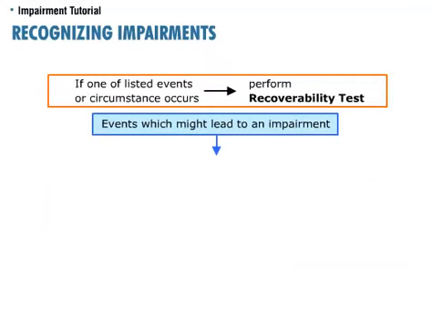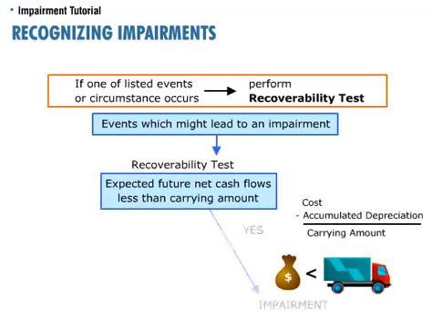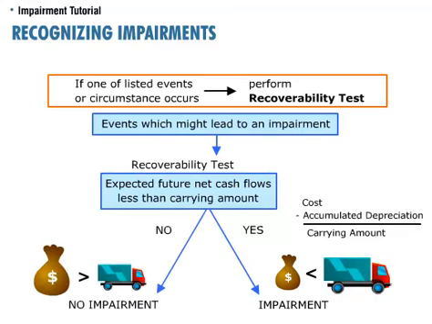If events and circumstances indicate that the carrying amount of the asset may not be recovered, a recoverability test is used to determine whether an impairment has occurred. To apply the first step of the recoverability test, you estimate the future net cash flows expected from the use of that asset and its eventual disposition. If the sum of the expected future undiscounted net cash flows is less than the carrying amount of the asset, the asset is considered impaired. Conversely, if the sum of the undiscounted expected future net cash flows is equal to or greater than the carrying amount of the asset, no impairment has occurred.